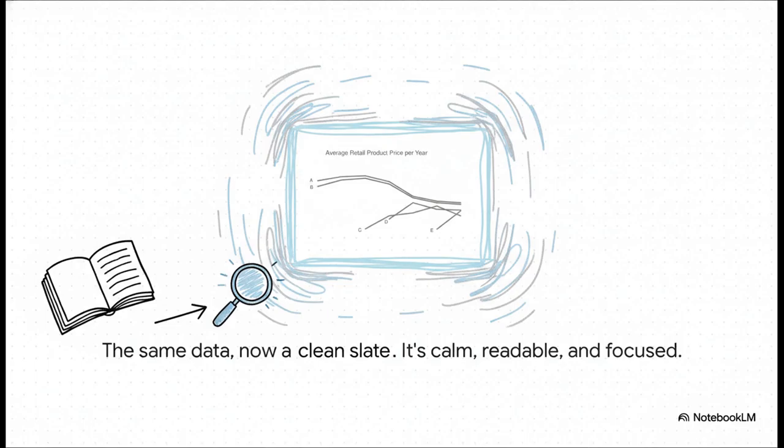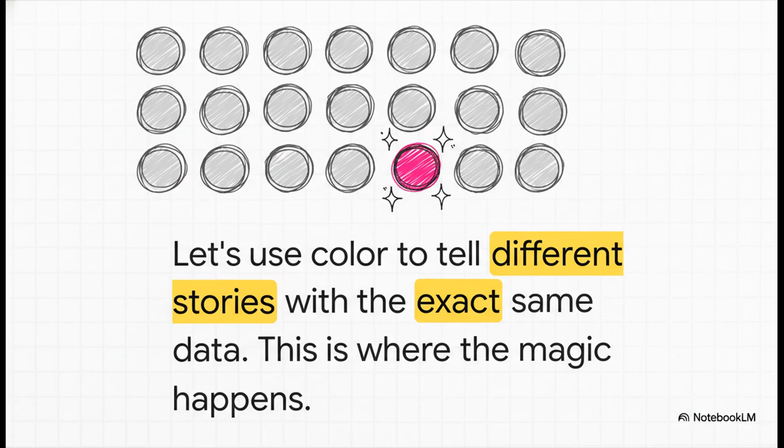It's calm, it's easy to read, and nothing is screaming for your attention. From this neutral base, now we can start to strategically guide our audience's focus. This is where the real magic happens. We're going to use something called pre-attentive attributes. It's a fancy term, but basically, it's visual stuff like color or size that our brains process in milliseconds before we even realize we're paying attention.